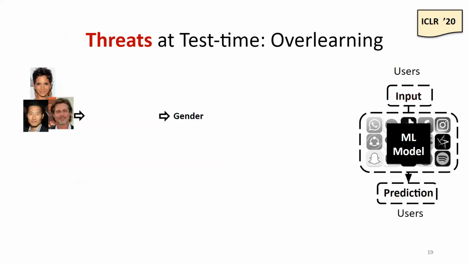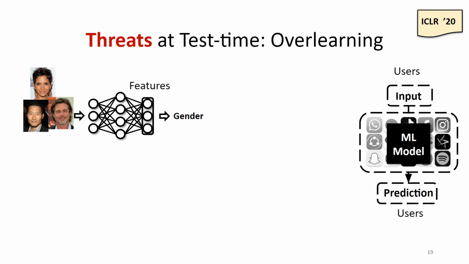These adversarial inputs are not the only threats we can have at test time. We also find another threat, what we call overlearning, which mainly happens in these deep learning models. So for deep learning models, for a given task, these models will automatically learn these layers of features internally in order to make a prediction. For example, let's say we are training a gender classification model based on people's facial images, and this model will learn these layers of features that encode the semantic information about the input faces in order to predict gender.